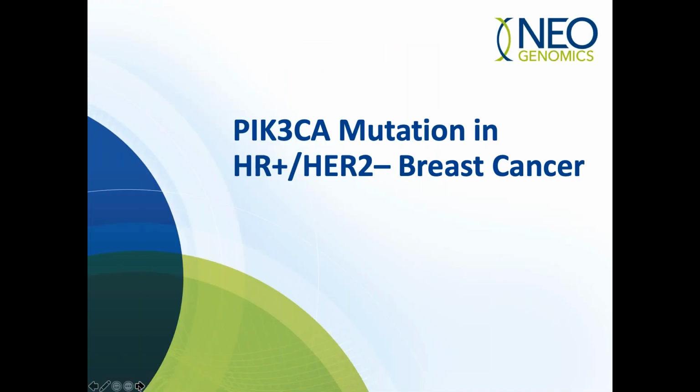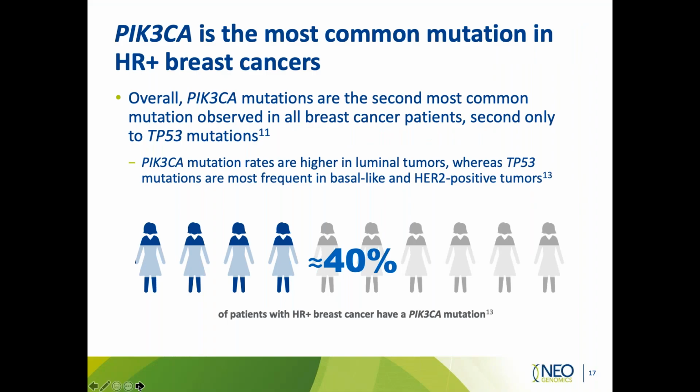So let's talk specifically about PIK3CA mutation in hormone receptor positive, HER2 negative breast cancer. So actually, PIK3CA is the most common mutated gene in hormone receptor breast cancers. Overall, TP53 mutations are the most common mutation in breast cancers, but they're more commonly seen in basal-like and hormone receptor negative, HER2 positive tumors. PIK3CA mutation rates are higher in luminal tumors, which by definition are hormone receptor positive.